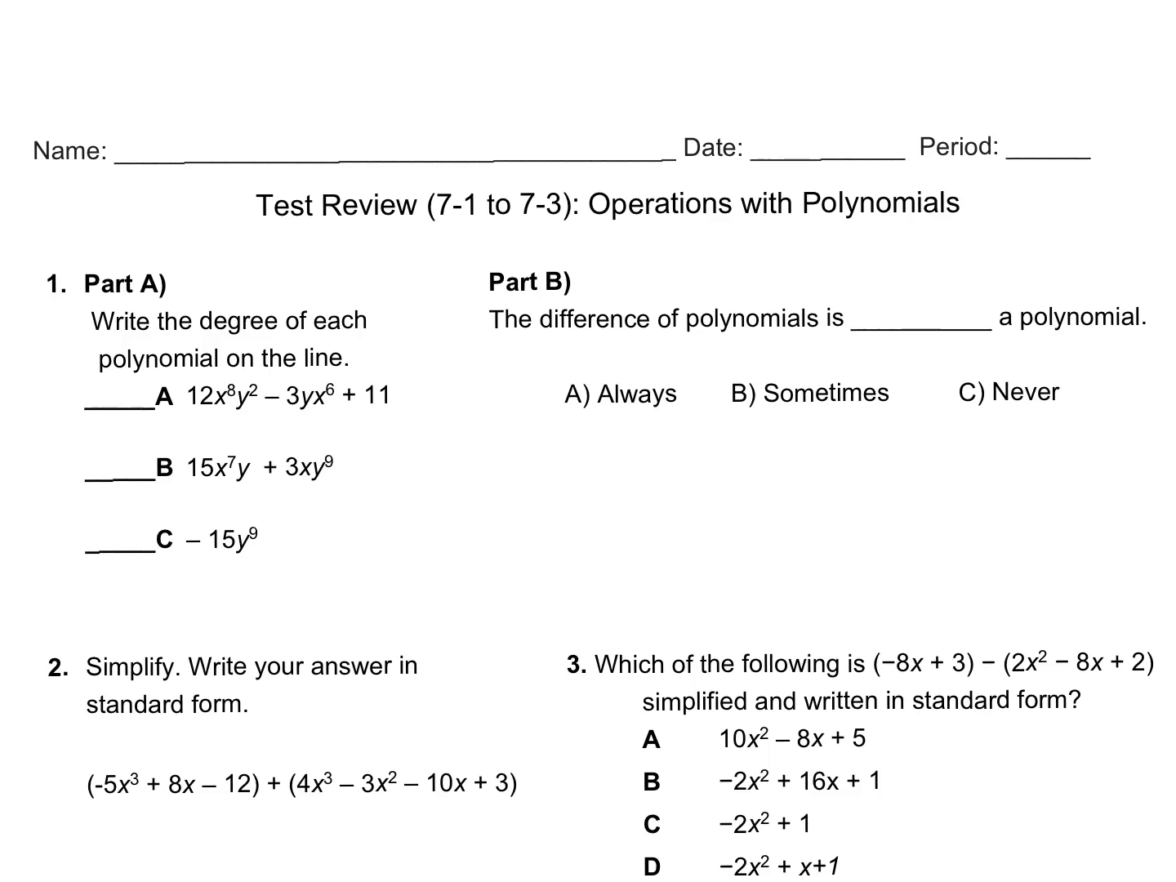Alrighty, here we go. Part A. It says write the degree of each polynomial in the line. And what we're doing, we'll start with C because that's the easiest one. The degree is the highest exponent. And the highest exponent on this sucker is 9. So you just write the highest exponent.